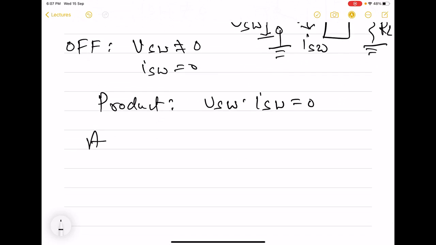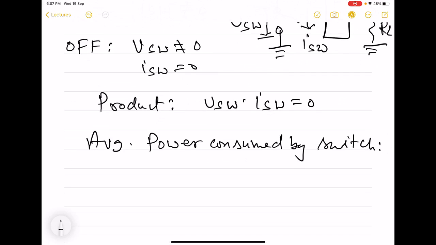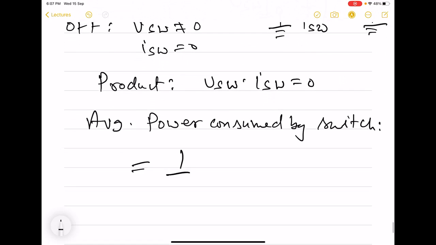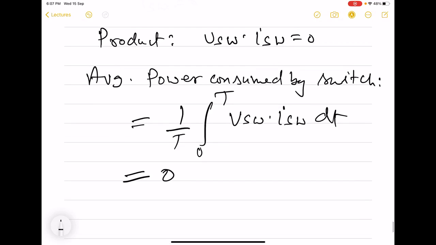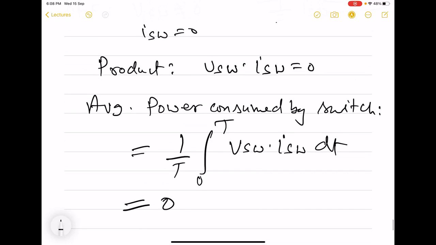So now if you calculate the average power consumed, then it will turn out to be equal to 1 by T integral from 0 to T V switch into I switch dt. And this quantity will turn out to be 0. So this is the basic idea of why we go for the switch. That means the ideal switch never consumes any power.